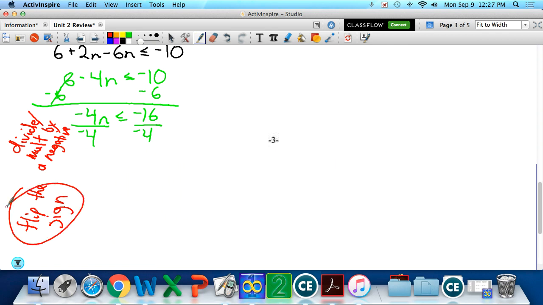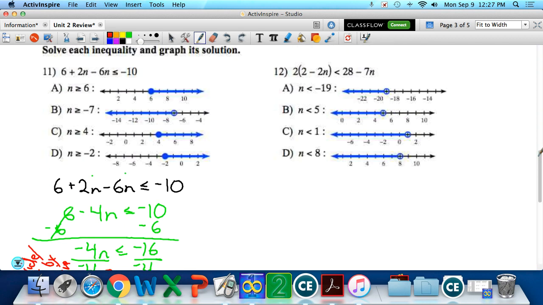So this is, yes, going to be just an n on the left-hand side, but it's going to become a greater than or equal to sign and a positive 4. So we're looking for n is greater than or equal to 4. I only see one that has that result. And I double check, make sure that it's graphed correctly. Dot at positive 4. Shade to the right.